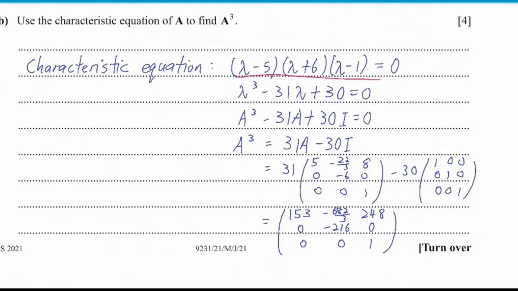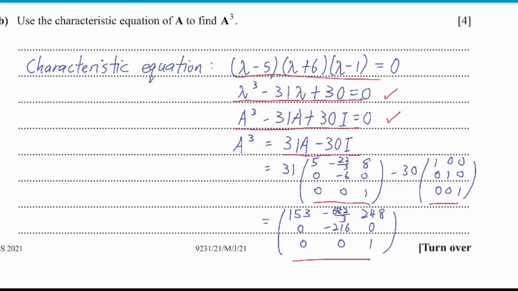So once we expand everything, we get a QP equation here. With this Cayley-Hamilton theorem, the characteristic equation will become an equation involving the matrix A. From here, because we want to find A cubed, A cubed depends on this relationship here: 31A minus 30 identity. So here, we just have to substitute in the A and the identity, then carry out the working from there.